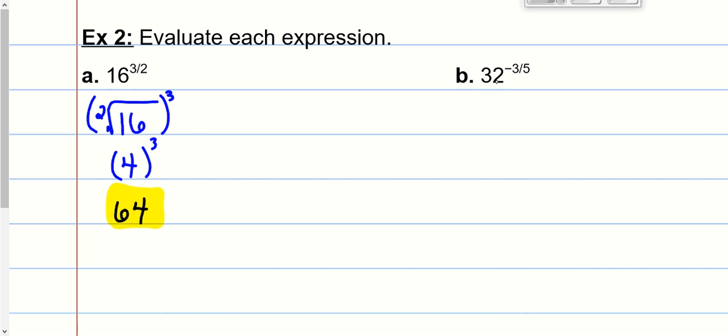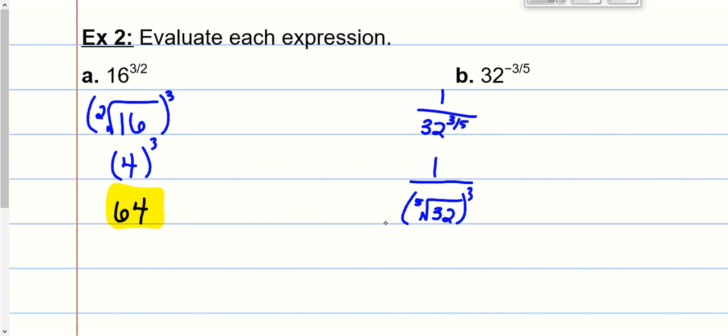So let's look at B, 32 to the negative 3 over 5. Well, if I have a negative in my exponent, I'm going to convert this to a fraction. So I have 1 over 32 to the 3 over 5 power. Then, just to space it out a little bit, I'll use a bigger fraction. 1 over 32 is going to go underneath my radical. The number on the bottom of the fraction, the 5, will go in front of my radical. And then the 3 on top of the fraction will go outside the parentheses as the exponent.